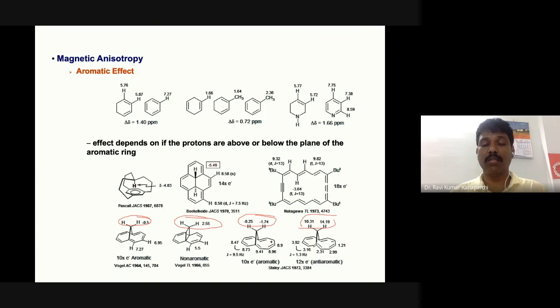So the aromatic and anti-aromatic compounds can be confirmed with NMR. How? You can just record the NMR spectrum and look at the chemical shift values, based on which you can observe it. Okay, so in this system, you can see 1, 2, 3, 4, 5, so 5 double bonds are there. So 5 multiplied by 2, it is 10. That means it is a 4n plus 2 pi system, that is an aromatic system.